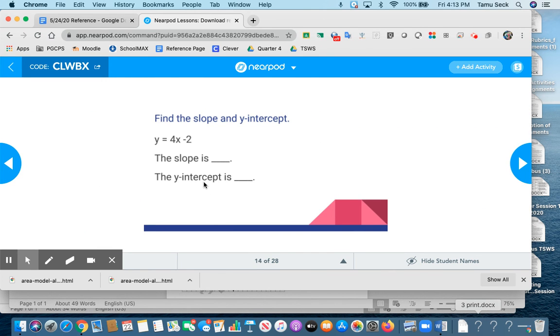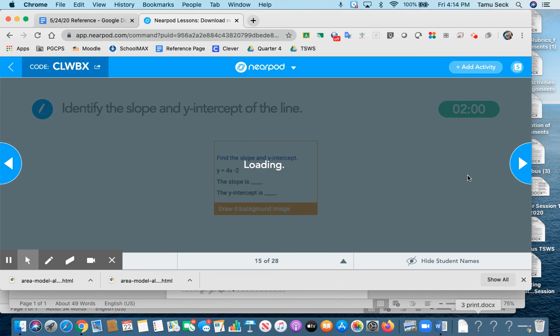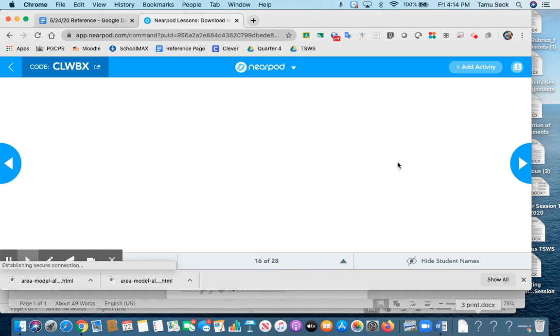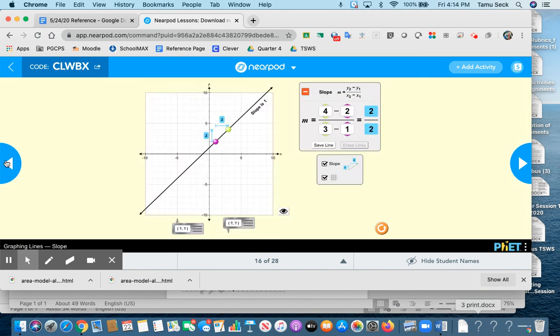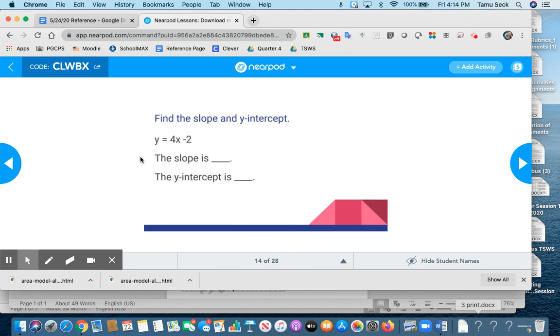I would like you to find the slope and y-intercept for y equals 4x minus 2. Please pause the video and answer the question. The slope is 4 and the y-intercept is negative 2.